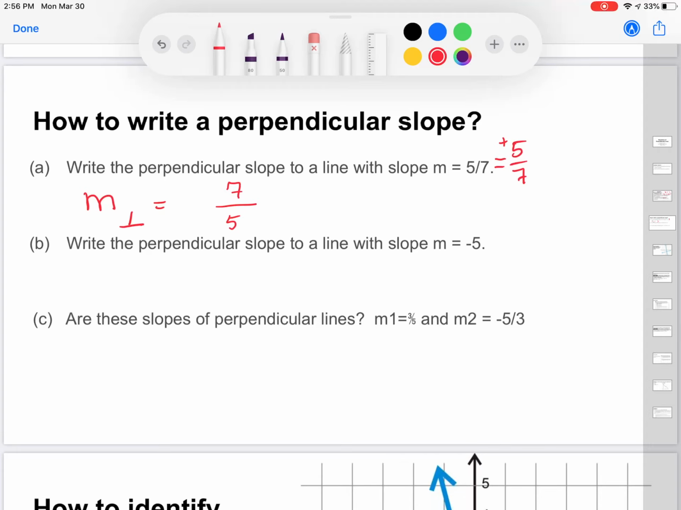So we're going to change that sign, because remember, we want the opposite reciprocal, or negative reciprocal, which means once we flip it, we change the sign. If it's positive, we make it negative. And if it had been negative, we'll make it positive. Okay, so that is your perpendicular slope.